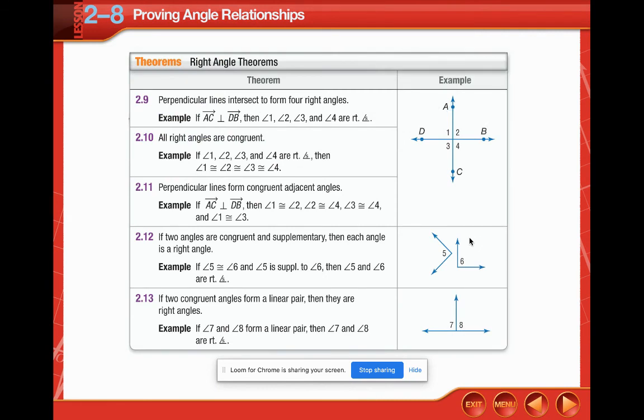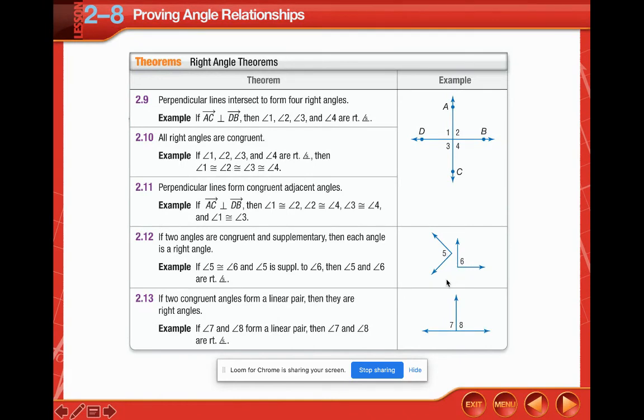All right, I think this is the last slide. Perpendicular lines intersect to form 4 right angles. Okay, all right angles are congruent because they're all 90 degrees, right? Perpendicular lines form congruent adjacent angles because they're all congruent. Yep, they're all 90 degrees. If 2 angles are congruent and supplementary, then each angle is a right angle. So 5 and 6 would be right angles because they're congruent, they're equal, and they're supplementary.